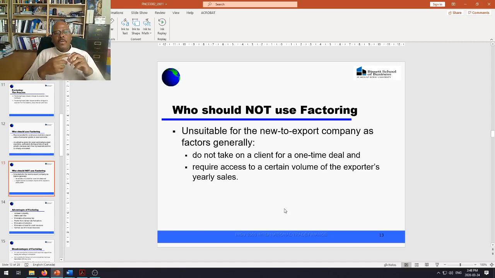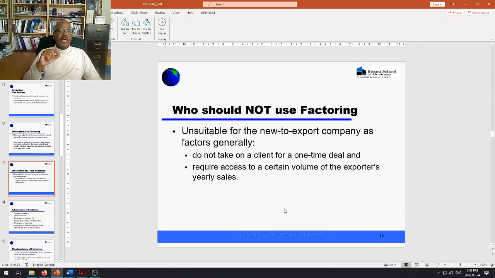And the second thing, of course, is that the factoring house also requires access to a certain volume. Ideally, they'd like to be able to finance all your accounts receivables, but they require a certain volume of your accounts receivables to finance. So not just to one client, but if you have several importers, several trading partners, they essentially would like to factor to all of them. And the reason they like this is the following.